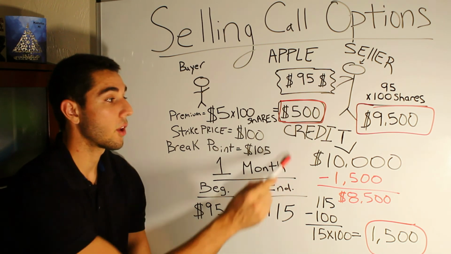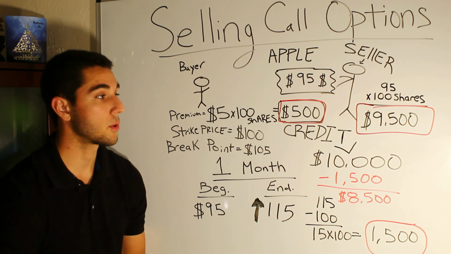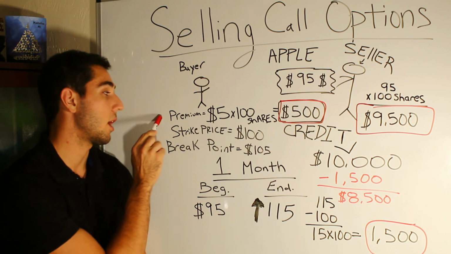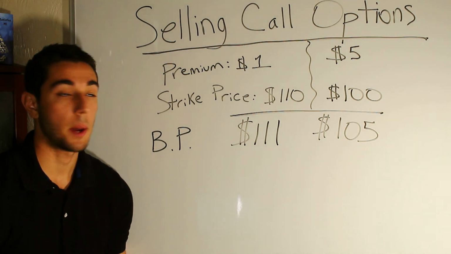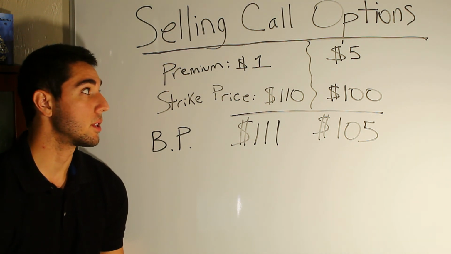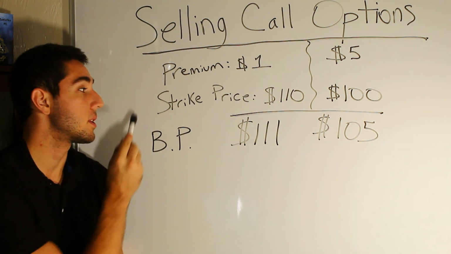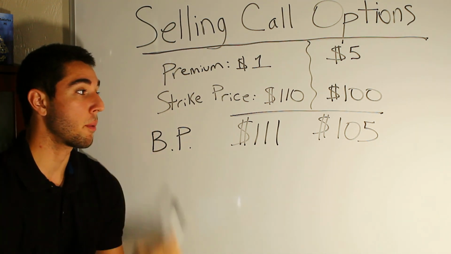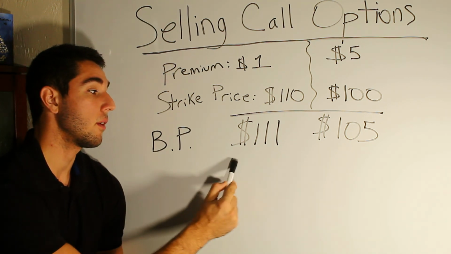Remember that you always get credit when selling a call option. So when you first sell a call option, you always get some sort of money back. It just depends on how much of a premium you get. Now, it's very important to understand before purchasing an option that for selling call options, if the premium is lower, you have less risk. So that means that if your premium is $1, your strike price could be $110, which means your break-even point would be 111.